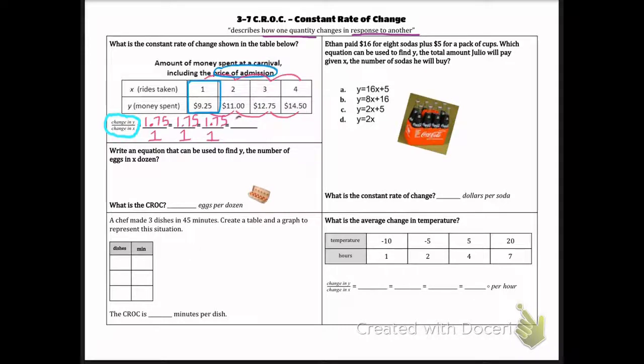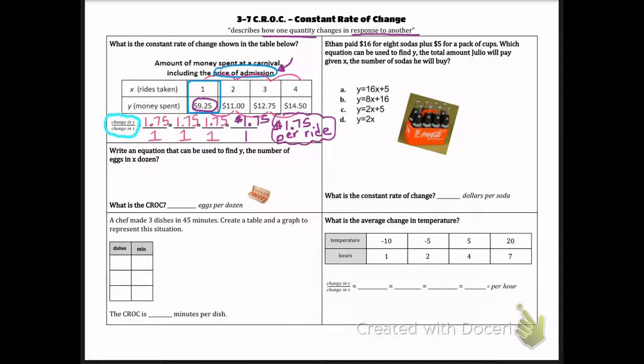And you can see that all of those changes are equal to $1.75 over 1, which means that our constant rate of change is $1.75 per ride. If you wanted to figure out the cost of admission, you could simply subtract $1.75 from $9.25, because $9.25 was the price with one ride taken. So if you subtracted $1.75 from the $9.25, then you could figure out that initial cost of admission.